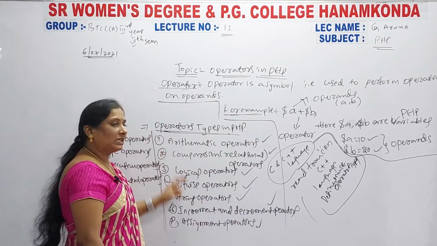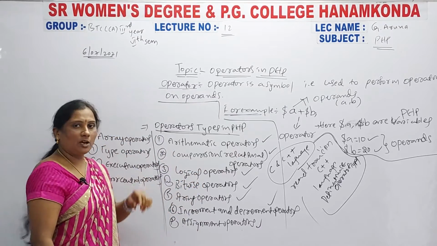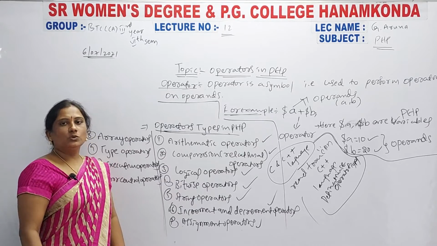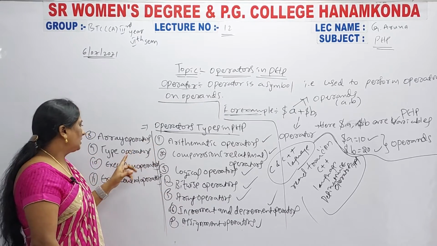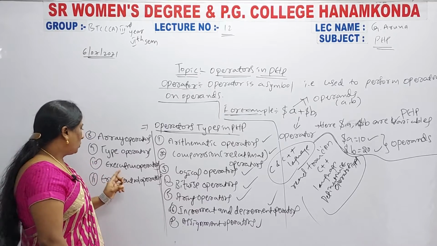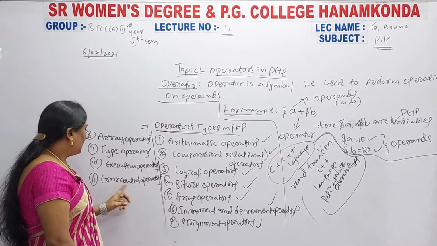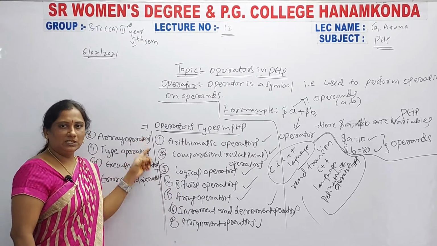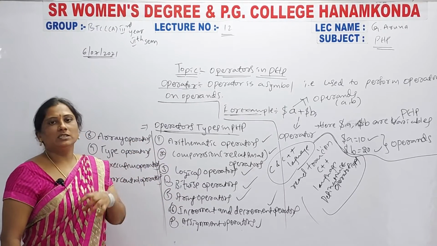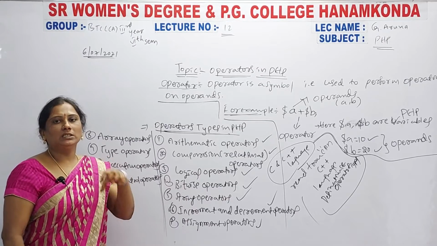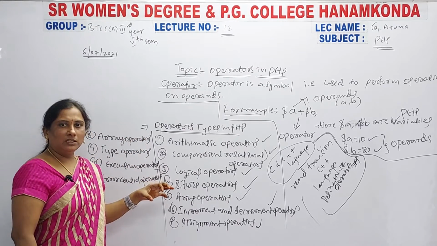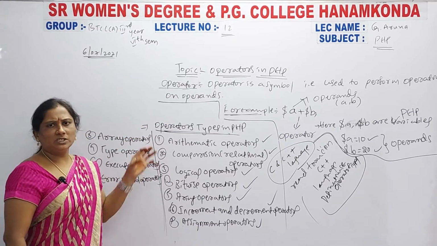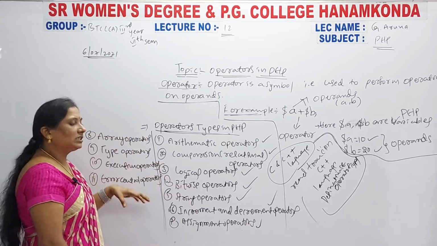Coming to the extra operators, what are they? Array operators: when you declare an array, some operators are used. Type operators, execution operators, and error control operators. Let us see what these operators are. We have a table in which the different operators are listed, with simple definitions.